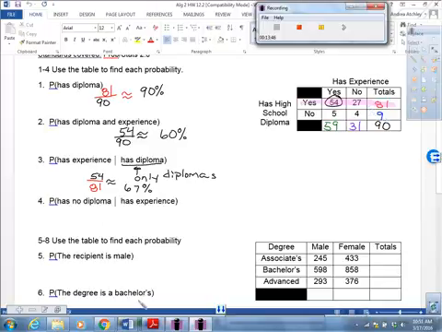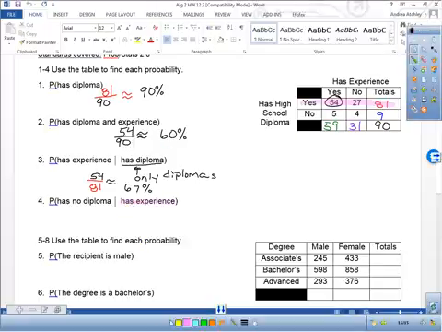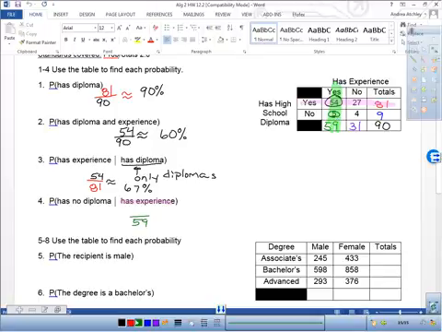Okay, so we want to again limit it to the people who have experience. So we're only going to look at these people here. We don't care about anything else. So it should be 59 people total. Over in that column only the people that do not have a diploma, and that's these 5 people. So 5 should be on top, which is 8%. Is that what we got? 8%. Any questions over that?